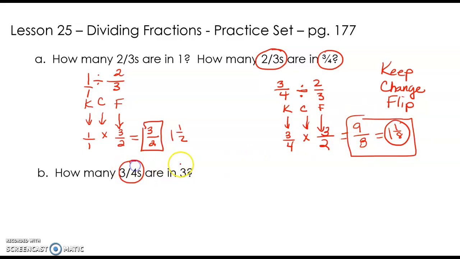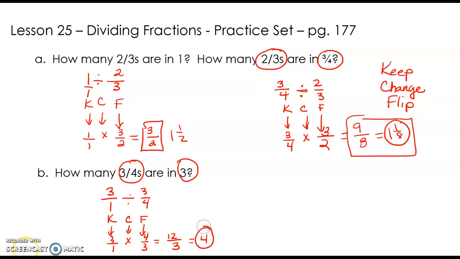How many 3/4 are in 3? Okay, so we have 3, which we're going to put 3 over 1 since we're dividing fractions, divided by 3/4. We do our keep, change, flip. So I keep the first one, I change this to multiply, and I flip the last one. I have 3 times 4 is 12, 1 times 3 is 3, and 3 goes into 12 4 times. Okay?